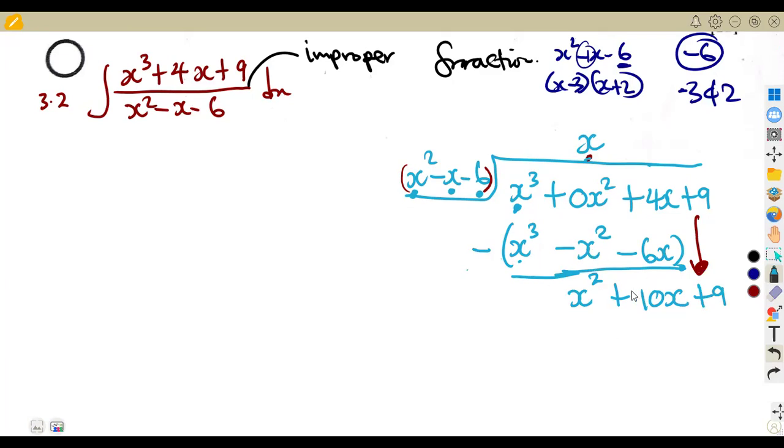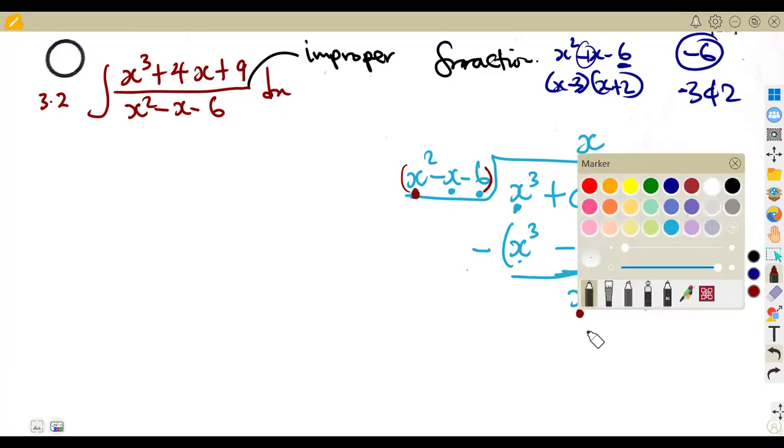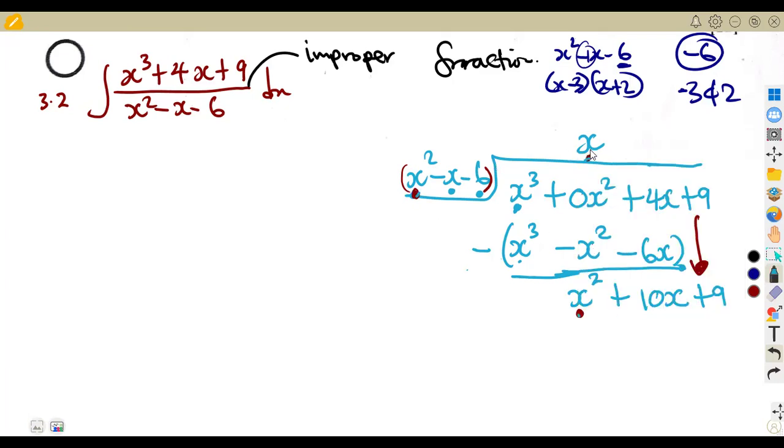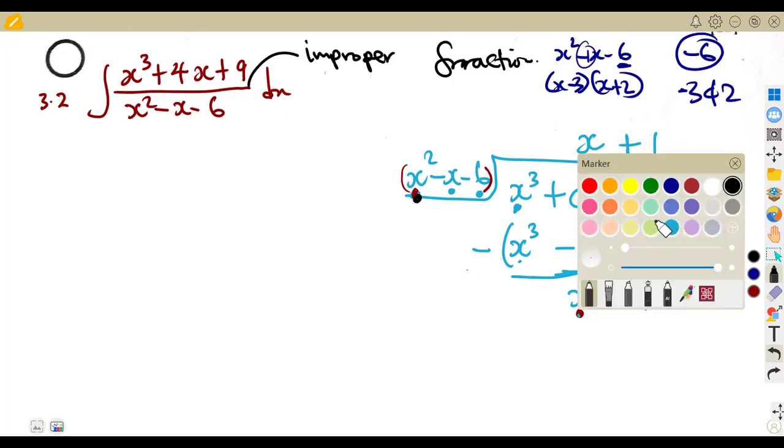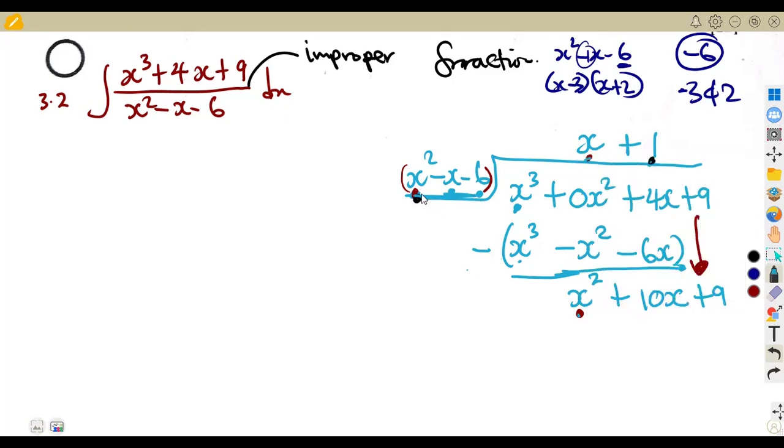So what are we going to do? We divide. Is it possible to divide the first term by the first term? It's possible again, because x squared divided by x squared is 1. So this will be plus 1. Whatever we get here multiplies everything, so this 1 has to multiply everything in this quadratic. It remains as it is, x squared minus x minus 6. We are multiplying by 1, guys. It does not change anything.